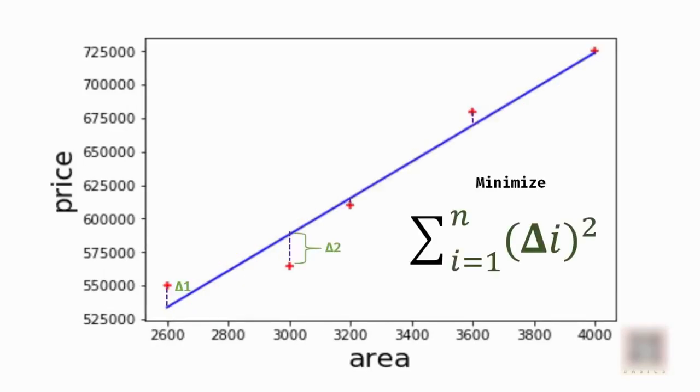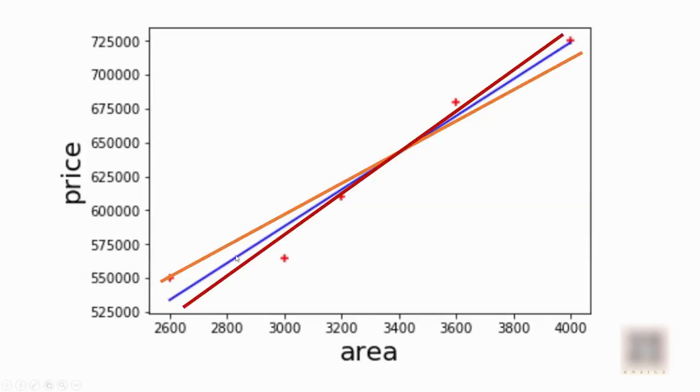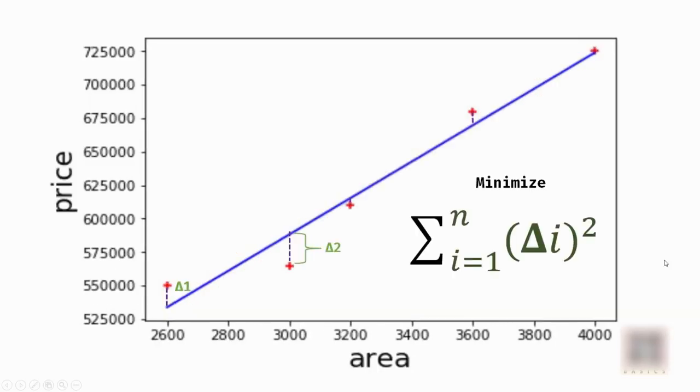What we do is we calculate this delta, which is the error between the actual data point and the data point which is predicted by your linear equation. We square individual errors and sum them up, and we try to minimize those. So we do this procedure for all these lines. For the orange, red and blue lines, I repeated that procedure, and what I found was this blue line was giving me the minimum error. Hence I chose that line.